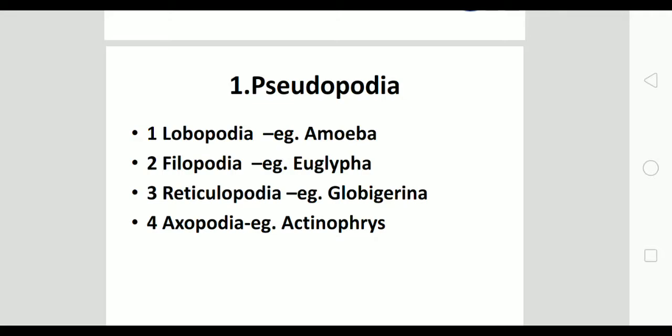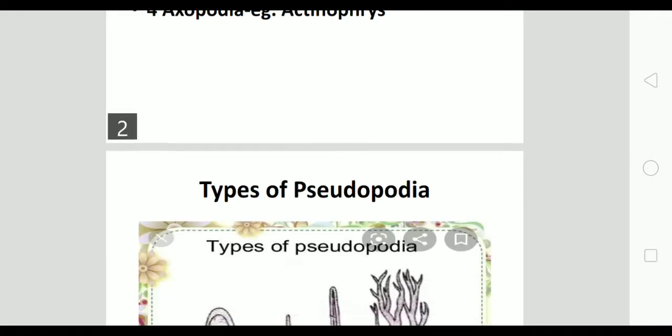These have different shapes. First one is lobopodia, for example amoeba. Second, filopodia, that is euglypha. Third type is reticulopodia, globigerina. Fourth one, axopodia, actinophrys. These types of pseudopodia depend upon their shape.